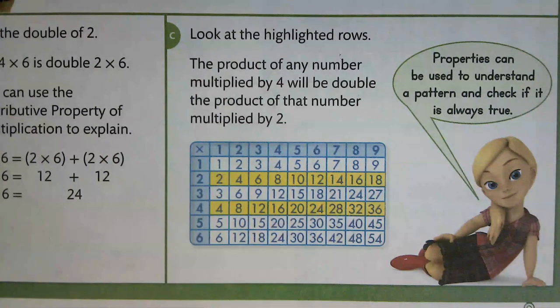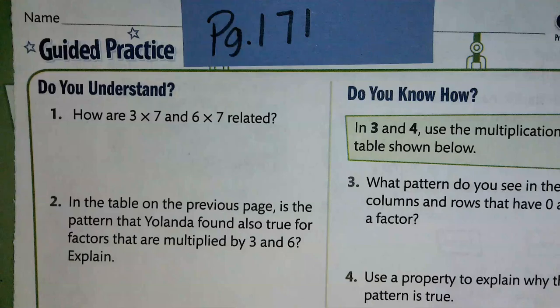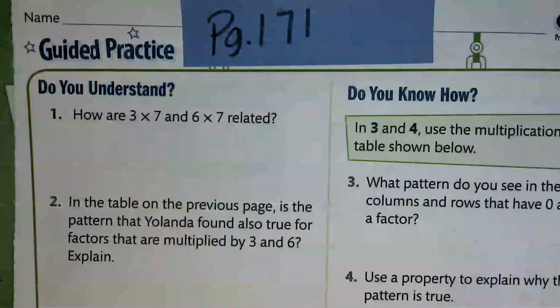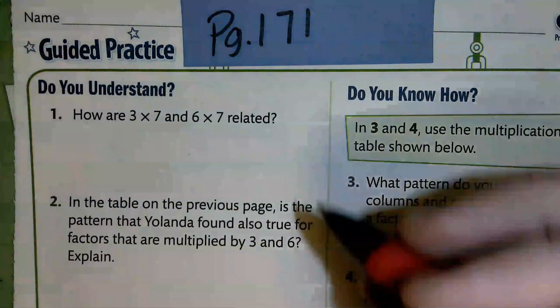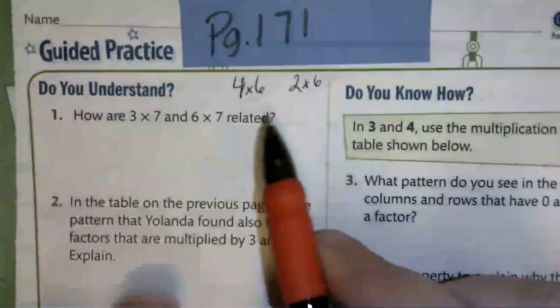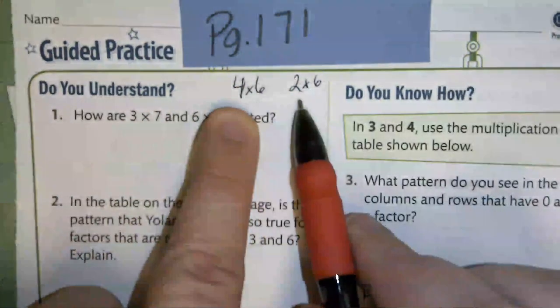Let's go ahead and go to page 171 and see what this looks like on our practice for today. All right, so let's take a look here on page 171 at number 1. It says, how are 3 times 7 and 6 times 7 related? Well, this is very similar to the last page where we had 4 times 6. So when we had 4 times 6 and 2 times 6, right? Well, 4 was double 2.